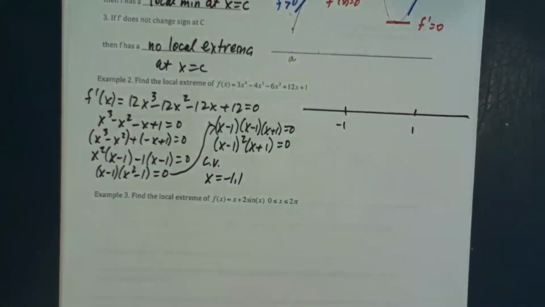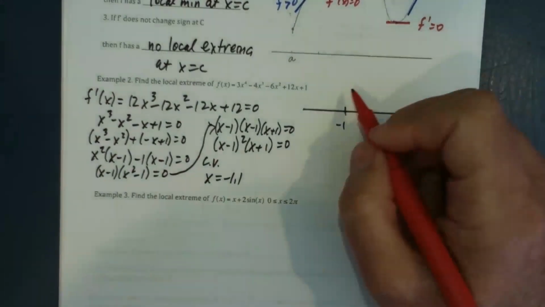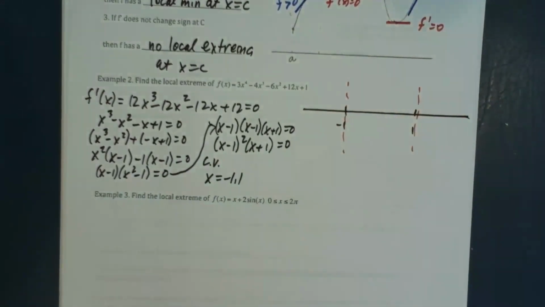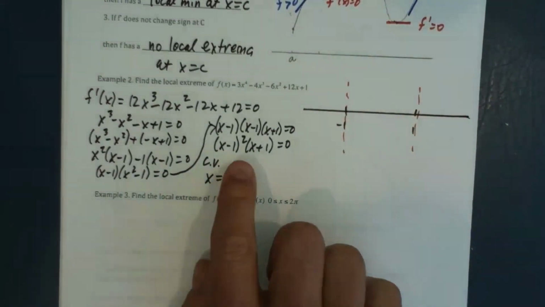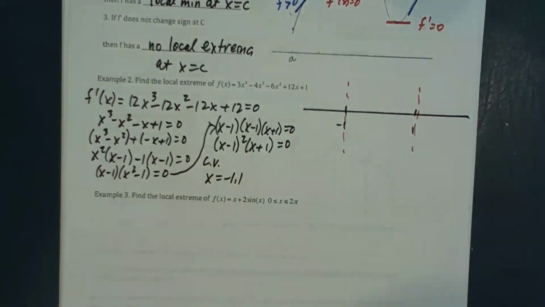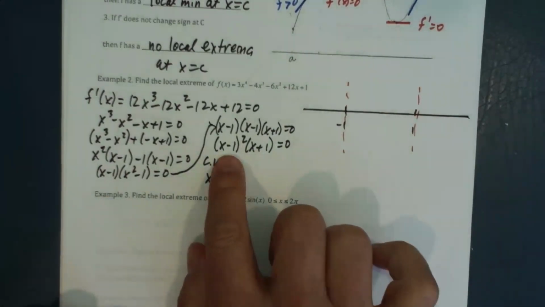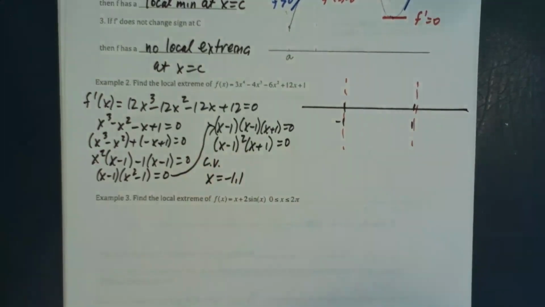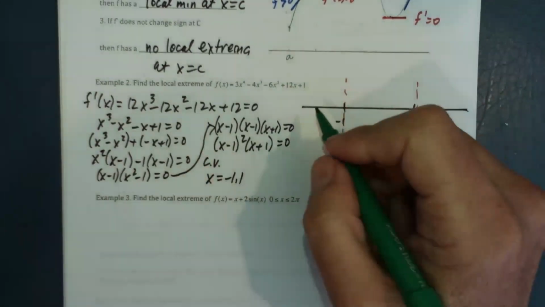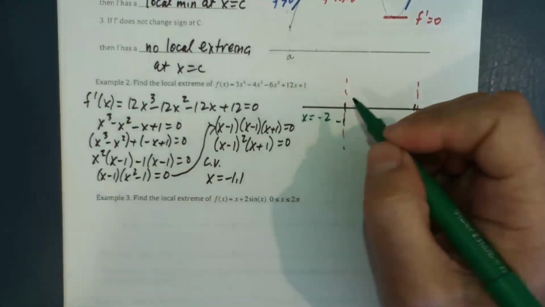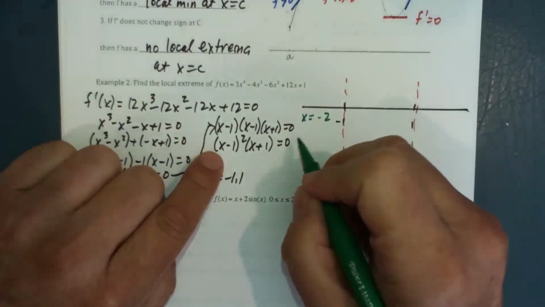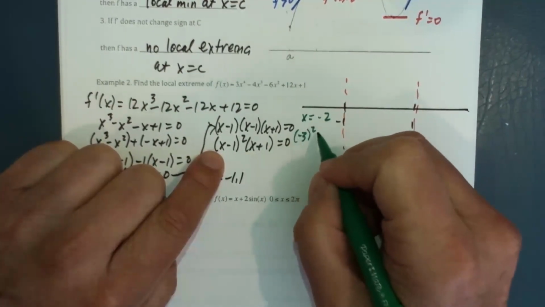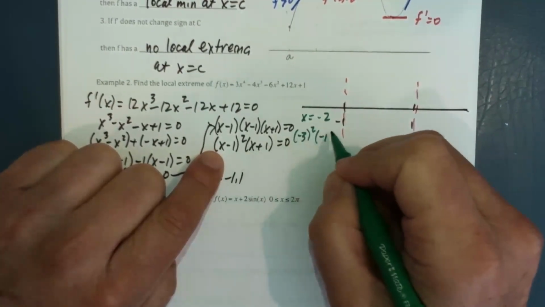And let's partition that off a little. And we're going to test some values. And we're going to test them into here. Now remember, anytime you square a real number, you get a positive value back. All right, so let's test x equals -2 into here. -2 minus 1 is -3. -2 plus 1 is -1.